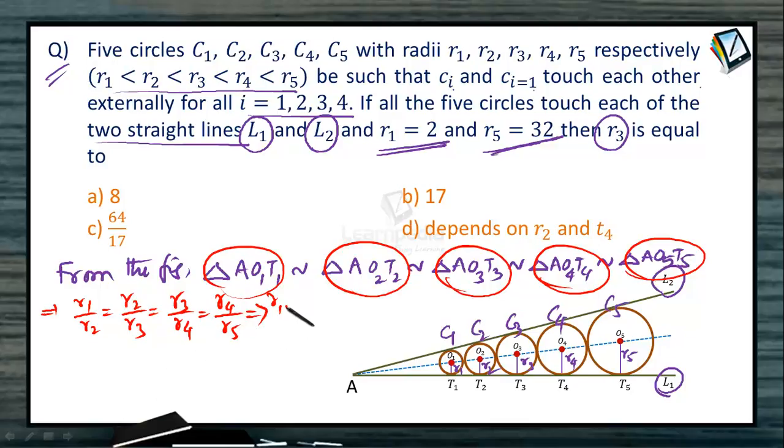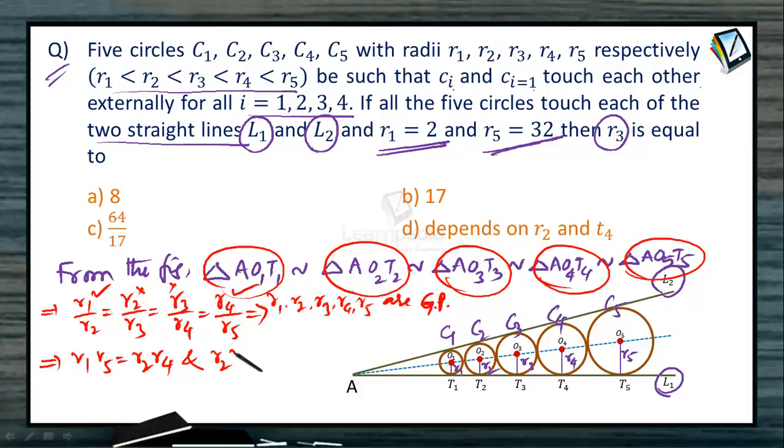What you can conclude from this is R1, R2, R3, R4 and R5 are in geometric progression. When they are in geometric progression, obviously R1 by R2 is equal to R4 by R5. So R5 into R1 equals R2 into R4. Here you can have these two equated, then R1 into R5 is equal to R2 into R4. And if you take the middle three, then we get R2 into R4 is equal to R3 square. So obviously this is the replacement. Then we can take R1 R5 is equal to R3 square.